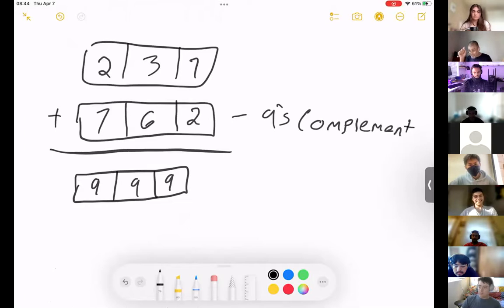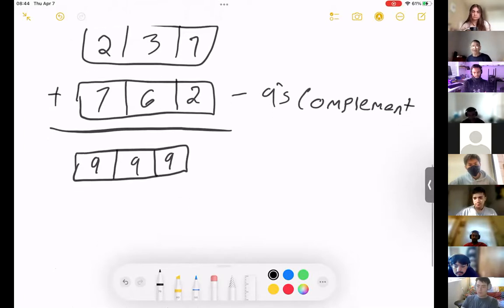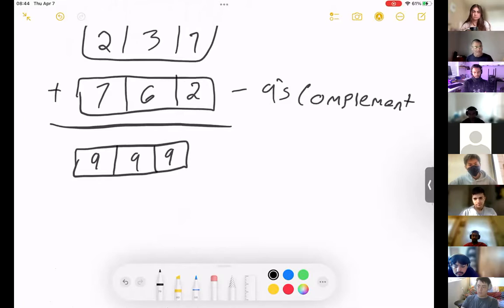However, we want the 10's complement because, if you use the 9's complement, that's not going to give us a negative number. When you add it, you're not going to get zeros. You're going to get 999. That's not negative. So we want to add one more to it. Once you add one more to that bit pattern that Shadi came up with, we get 763.